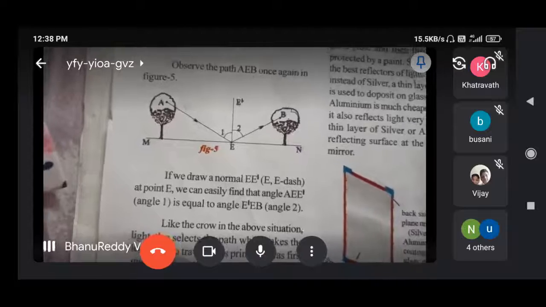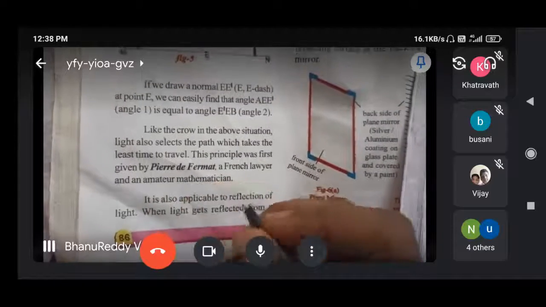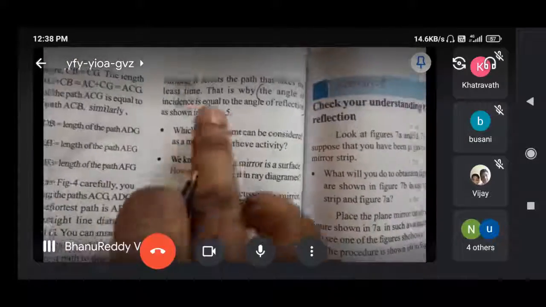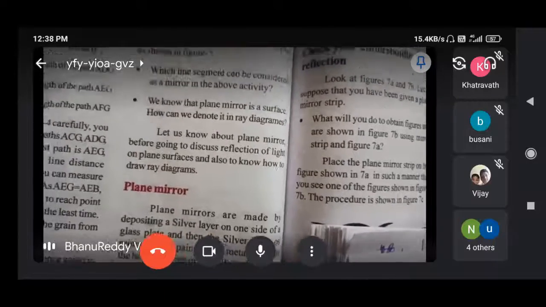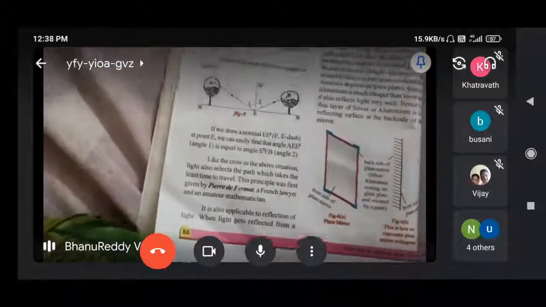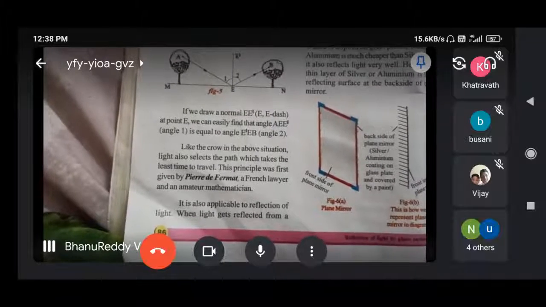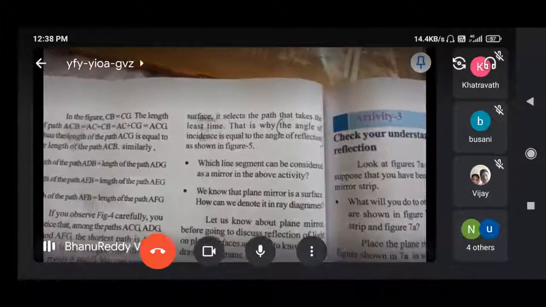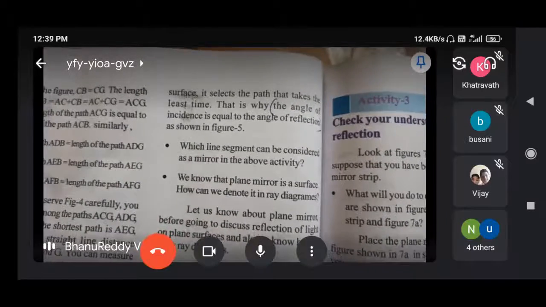So, in that manner, we can understand this is called Fermat's principle. This principle was first proposed by Fermat, so that's why it is named like that. So, the angle of incidence is equal to the angle of reflection. That's why, by Fermat's principle, we can conclude the angle of incidence and angle of reflection are the same. Why is it the same? Previously I asked. Light always selects the shortest distance path. In that manner we understood from this activity. So in that manner only, we can understand the angle of incidence is equal to the angle of reflection.